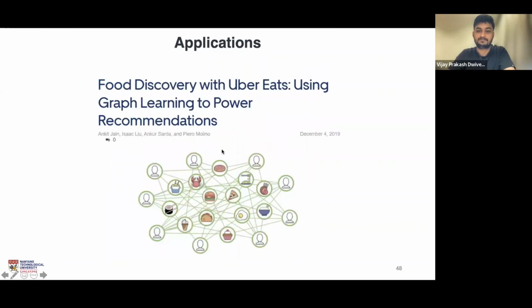And next, Uber Eats is a food delivery platform from Uber, and it uses graph learning to recommend new food items to the users based on how the user has interacted on the platform and based on past orders, things like this. These are also very complex information, so they can be represented in terms of graphs. And with Uber Eats, they showed that they are actually getting good recommendation outputs by using graph learning.